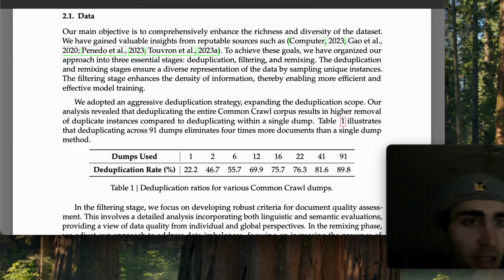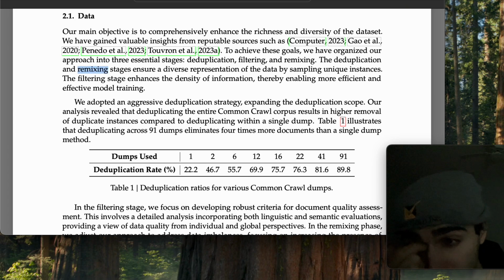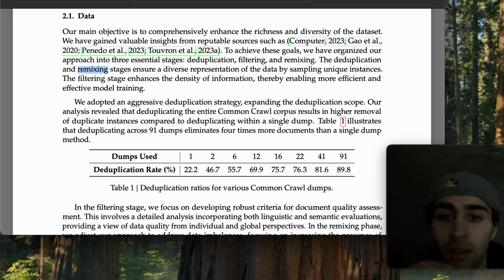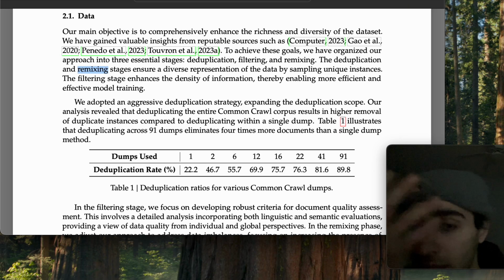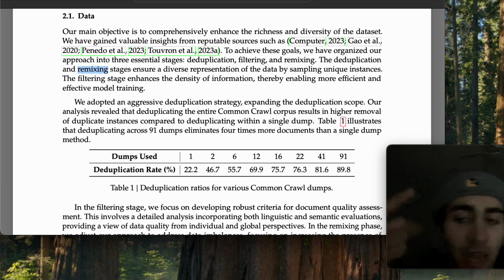And lastly, there's remixing. During this process, they adjust their approach to assess any imbalances or biases in the data. This is in order to increase the presence of underrepresented domains so that the training data is of a higher and more uniform quality. So there you have it. We're training on 2 trillion tokens, and we have these 3 stages of data processing to ensure that it's of high quality: deduplication, remixing, and filtering.